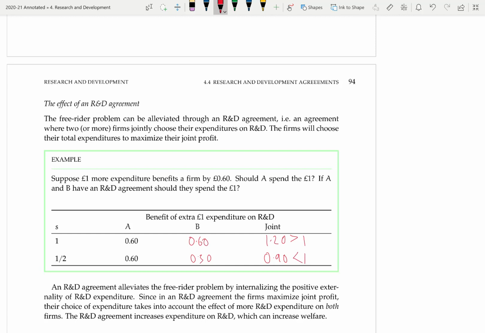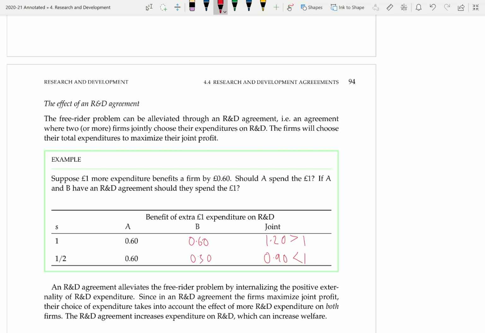So an R&D agreement here alleviates the free rider problem because when the firms are maximizing their joint profit, they've internalized the externality on the other firm of their own investment. And so when there are spillovers, there's going to be a higher level of R&D expenditure, and that means we will get closer to the social optimum.